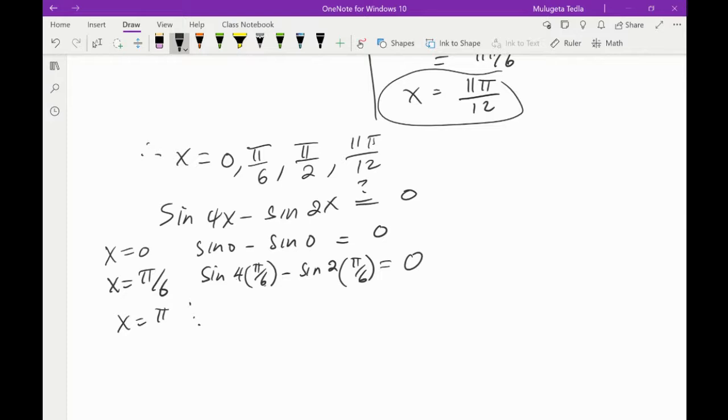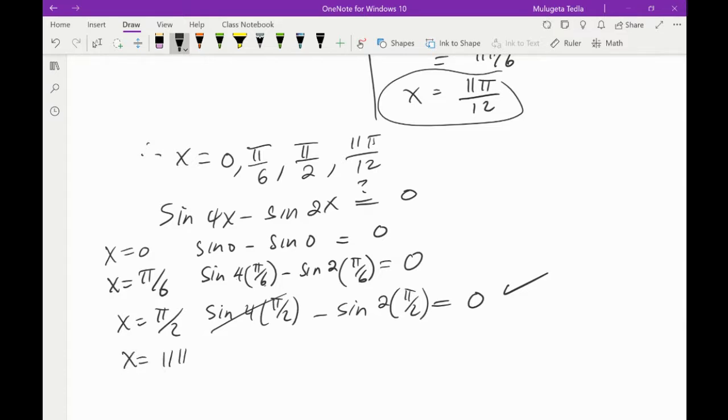If x is pi by 2, you will get sine of 4 times pi by 2, which is 2 pi, which is 0, minus sine of 2 times pi by 2, which is pi. Sine of pi is 0. So I know this is true. If x is equal to 11 pi over 12, then sine of 4 times 11 pi over 12, you can even use a calculator. I'm using a calculator because I don't remember a lot of the exact numbers. So sine of 2 times 11 pi over 12 must be 0.